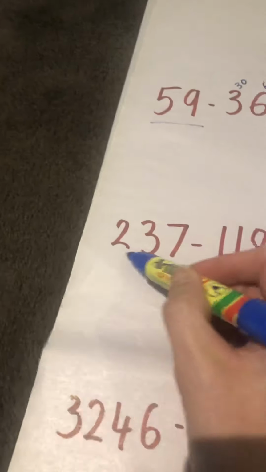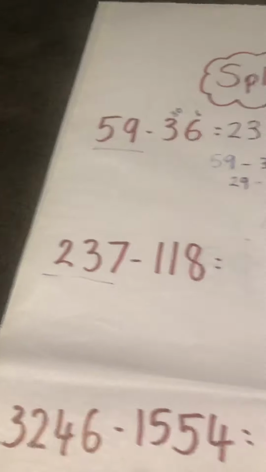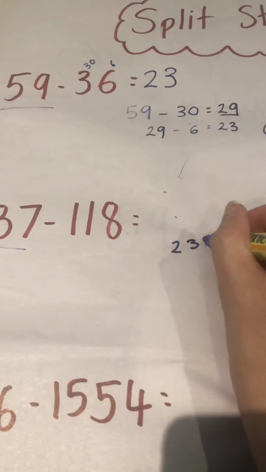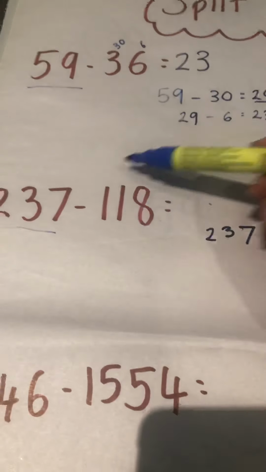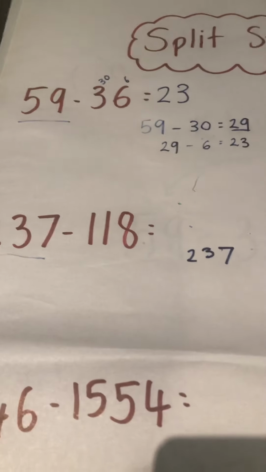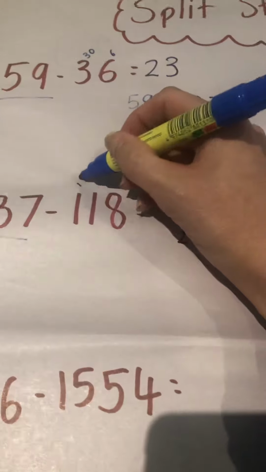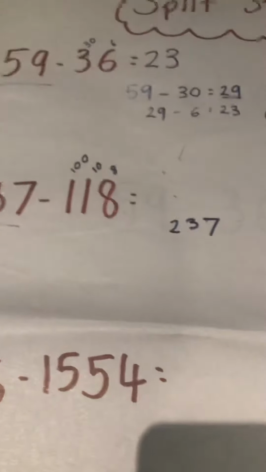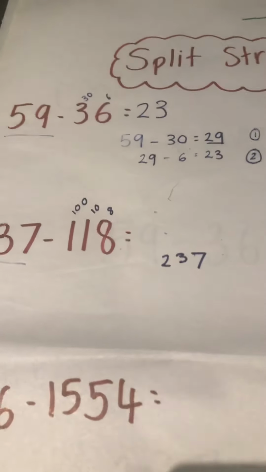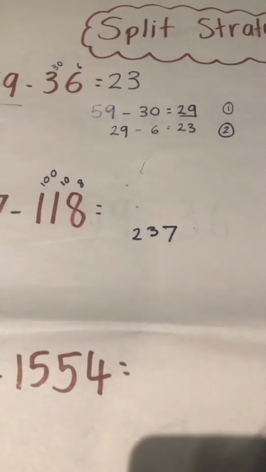Let's have a look at our 3-digit by 3-digit. Remember, this first number, you do not need to do anything with other than write it down as your starting number. The number that's very important here is the second number that we're taking away. So let's have a look at our place value and what these numbers represent. That one there represents 100, this one here represents 10, and this one here represents 8 singles. Those are the steps that we're going to be taking away from 237.